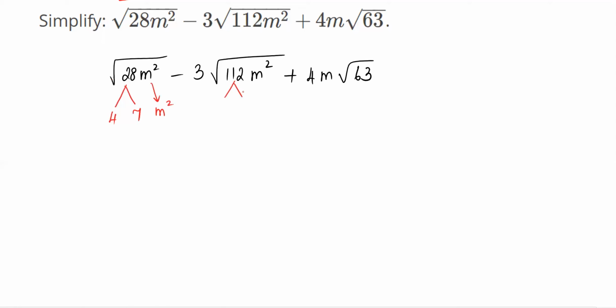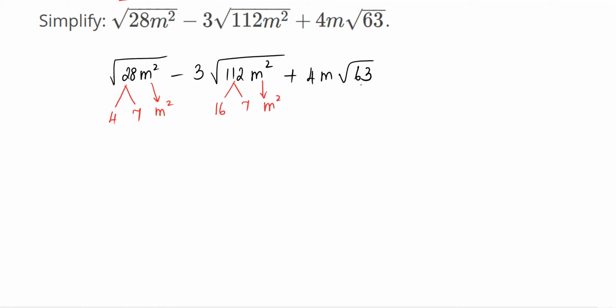Okay, 112. Let's figure out if this is divisible by 4. Well, yes, it's divisible by 4. In fact, you get a 28. So we need to keep trying for bigger numbers, right? So see if 9 will work. 9 doesn't work. Try 16, 112 and 16. Well, 16 works. Keep trying, and we'll figure out that 16 is the highest possible we can find. So I'll just write here 16 and 7. 16 times 7 is 112. M squared remains as m squared, so that is good.